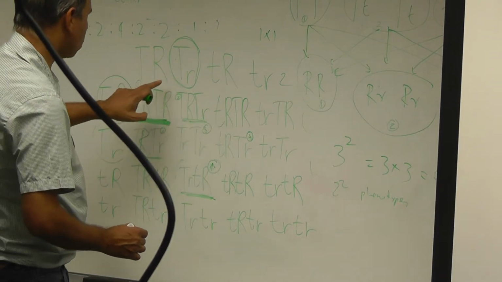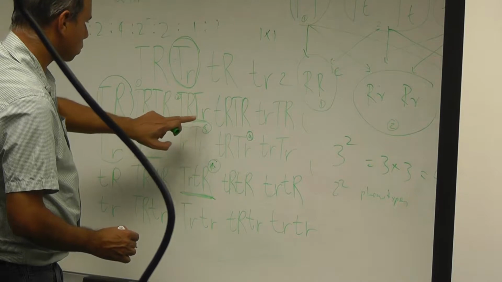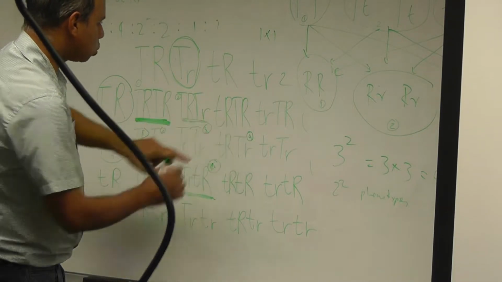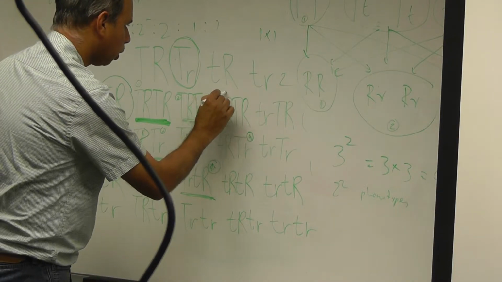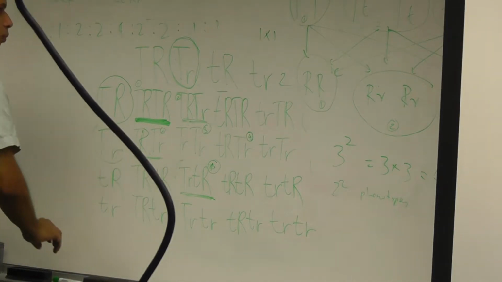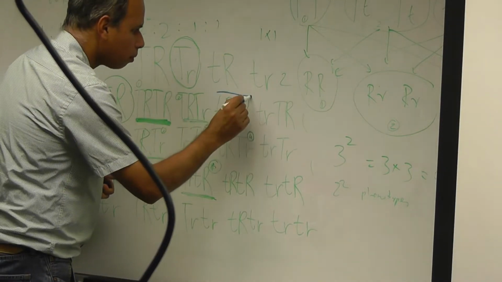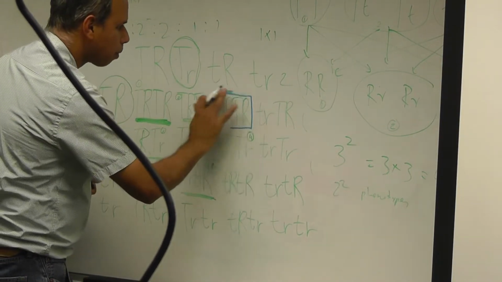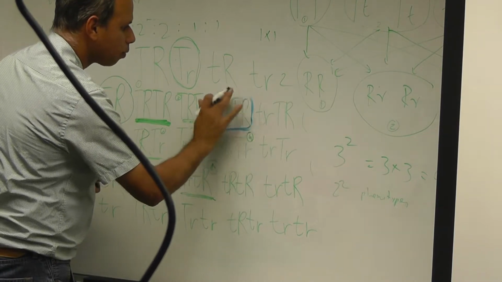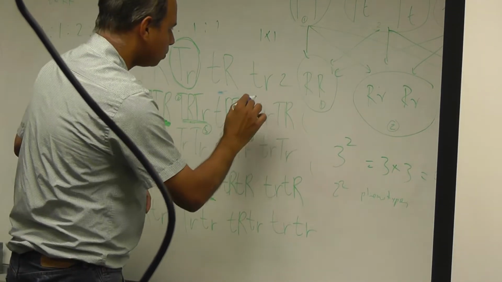Where is the next one? Oh, you're right. This one is the same. Okay, let me mark those. No, not that one, the next one. Because that is too capital R. The next one. Next one, yeah. That one.